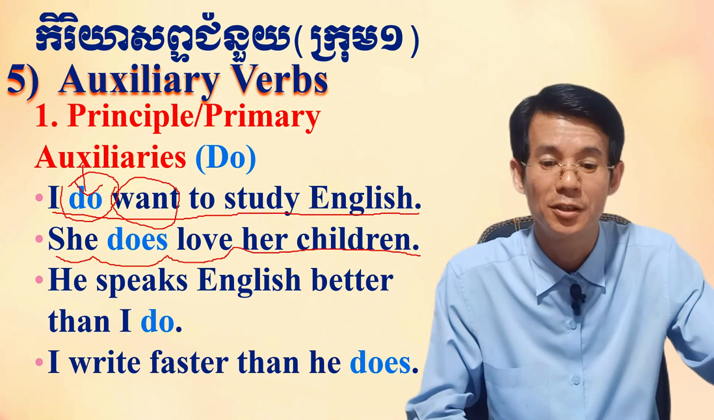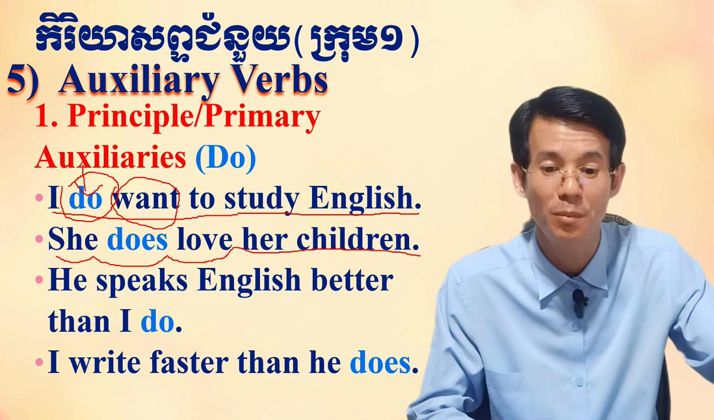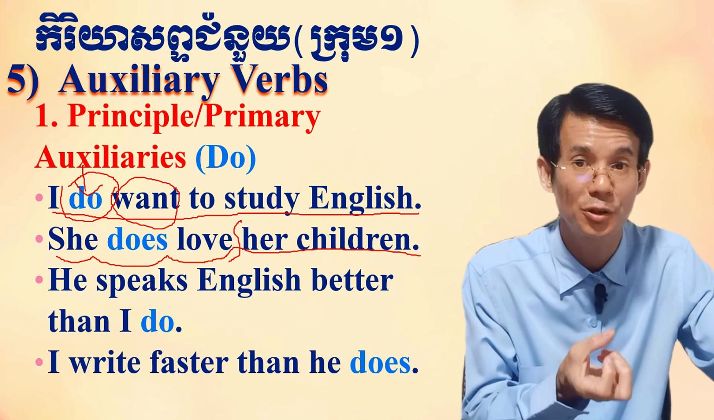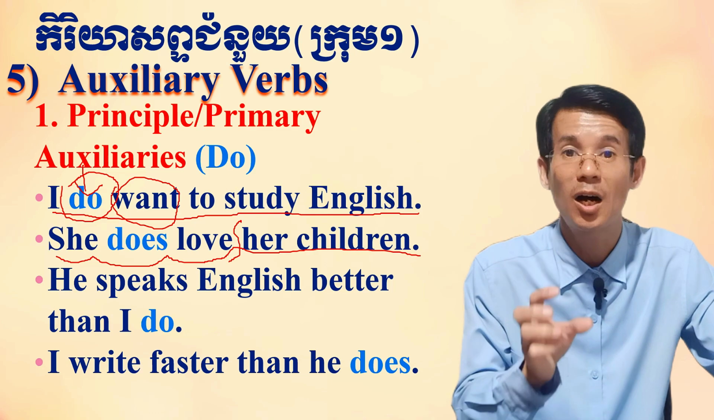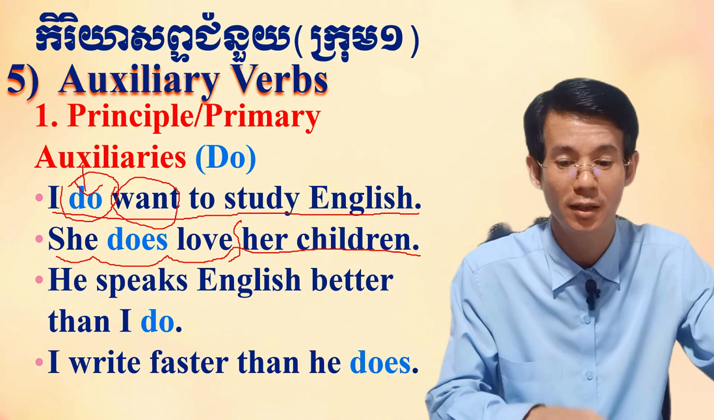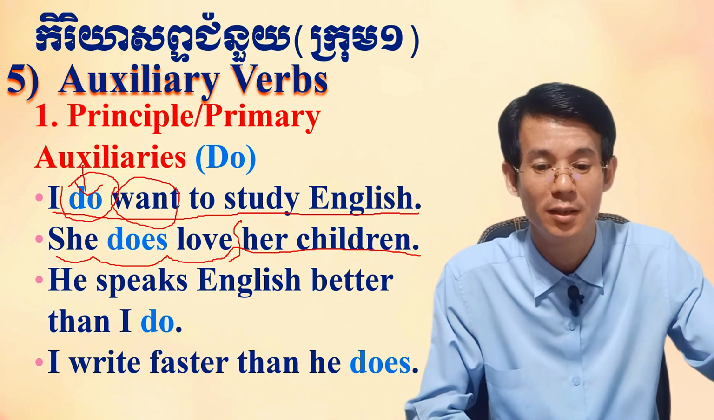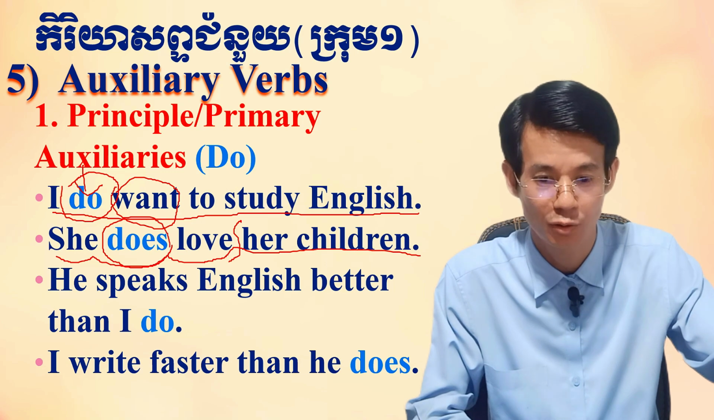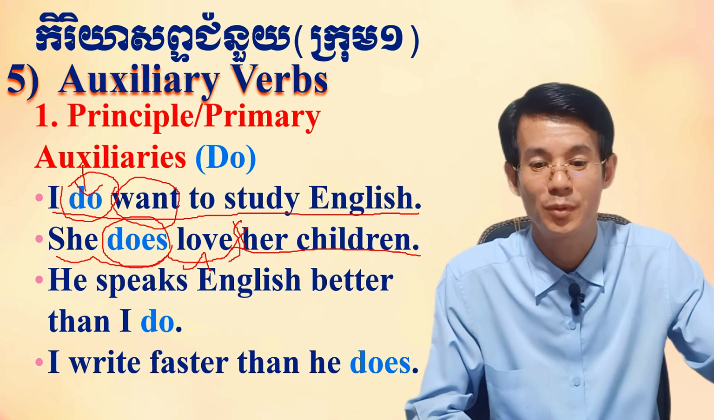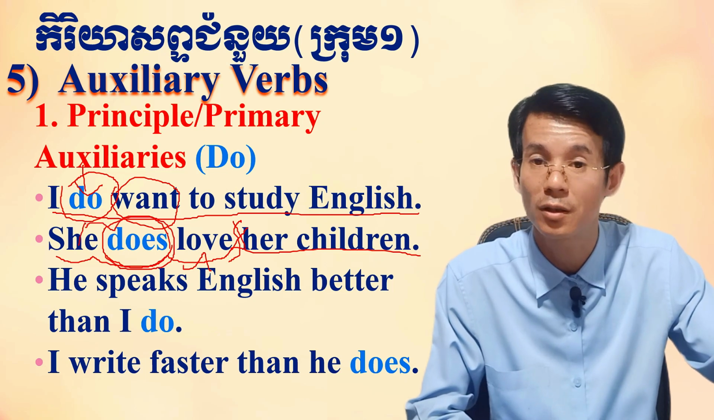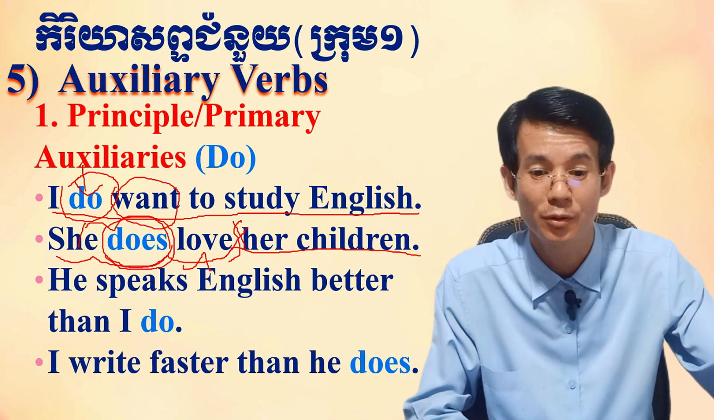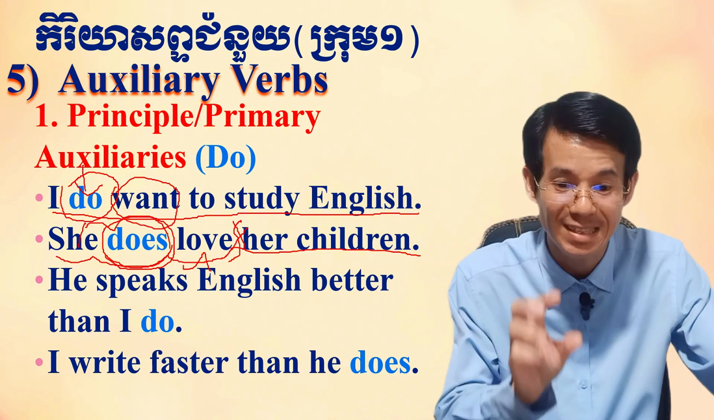her children. She does love her children. Normally you can say she loves, right? She loves her children, but you want to emphasize how much she loves. She loves the children strongly, okay? You want to emphasize the meaning. So you put does before the main verb love, and love no longer takes s, because you use does to agree with the subject she already. Okay, so does is a principal auxiliary that precedes the main verb to emphasize the meaning.